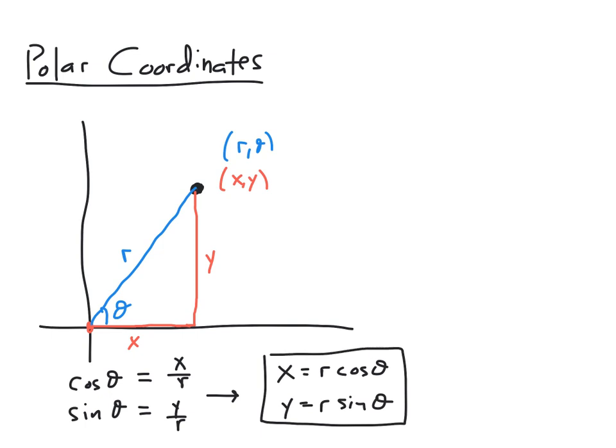So if we need to convert from polar coordinates to Cartesian coordinates, these are our formulas. We can compute x and y as r times cosine theta and sine theta, respectively.